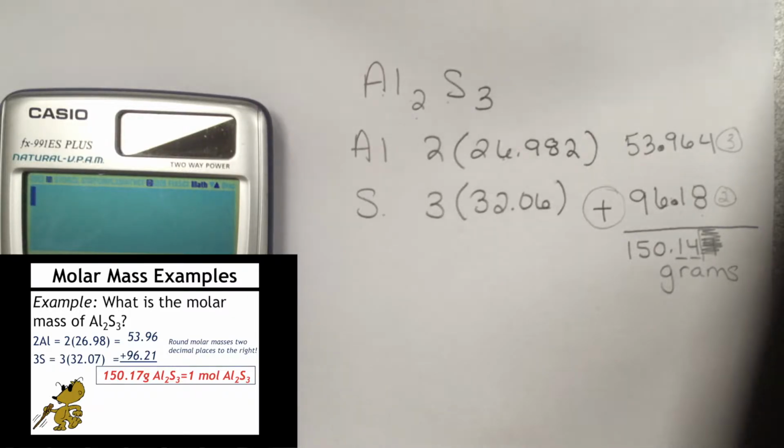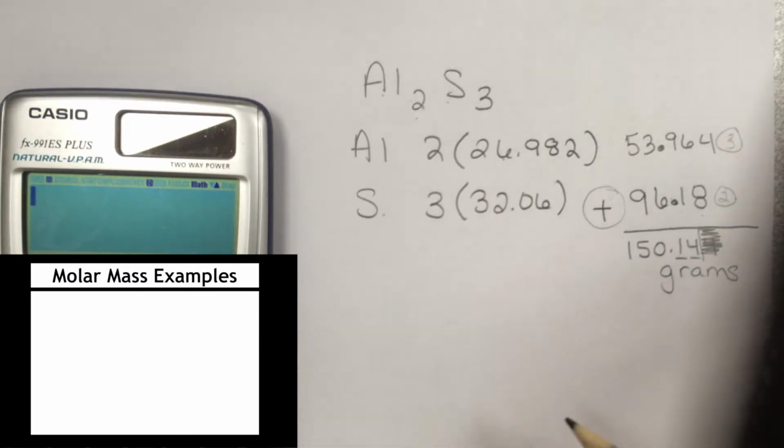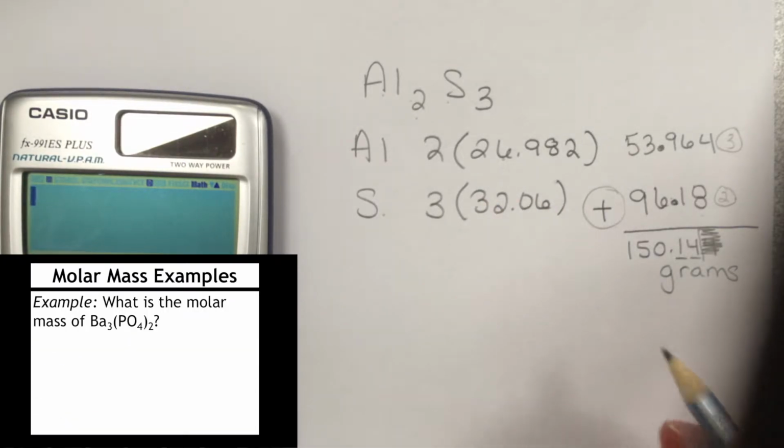So that's why I encourage you guys not to look at the periodic table on the back wall. That way, for one, you won't be accused of cheating, and for two, you'll be using the correct atomic mass number. Okay, so we're going to look at another example.